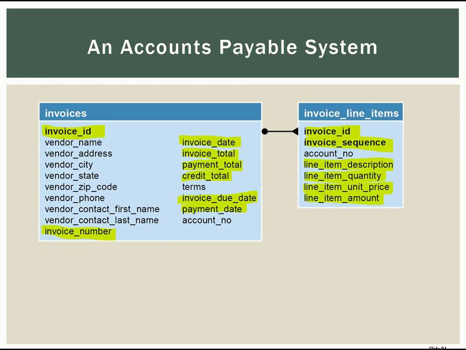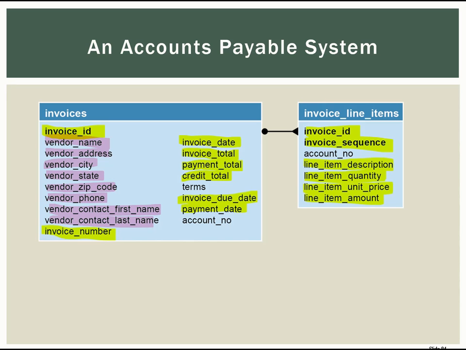The next thing to notice in the invoices table is there's a lot of vendor information. There's the address, the city, the state, the zip code, the vendor's phone, their contact's first name and last name. And maybe all of that information can be determined by vendor name. So maybe vendor name determines all that. Or maybe a vendor name is not unique. There might be a hidden field like a vendor ID there.